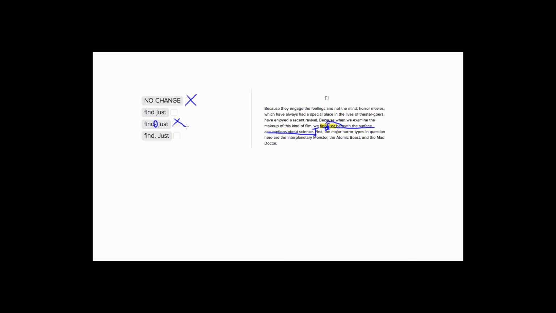Choice 4 commits a sentence fragment error because just beneath the surface assumptions about science is not a standalone sentence, which is what choice 4 is attempting to do to it, so that's going to create an error. Choice number 2 is good because it keeps the unity of our very long object, this just beneath the surface assumptions about science. It doesn't have any weird punctuation errors and no fragments, so choice 2 is correct.